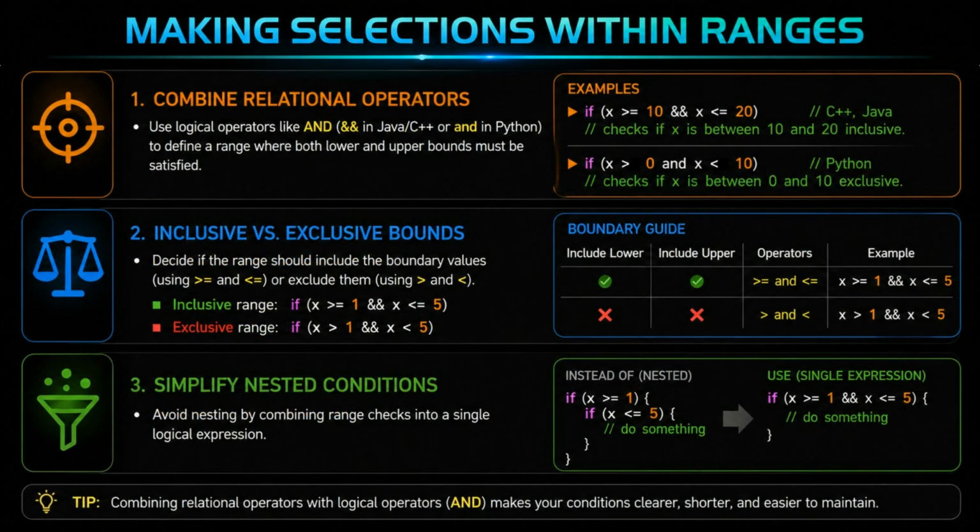To check a range, combine relational operators with and, so both a lower and upper bound get satisfied together. If x is greater than or equal to 10, and less than or equal to 20 checks whether x falls between 10 and 20 inclusive. This pattern works the same way whether you're writing C++, Java, or Python, just with slightly different syntax for the and keyword itself.